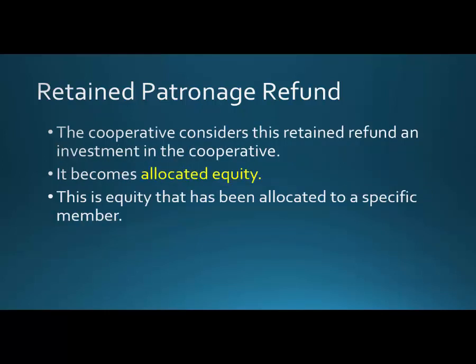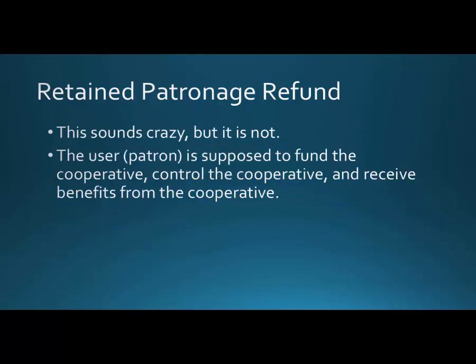What the cooperative does is it considers that retained refund to be an investment in the cooperative, and that retained refund becomes allocated equity. That is equity in the cooperative that has been allocated to a specific member, meaning it has that member's name on it, and one day in the future that member can get that equity back. This is the second place where people stop me when I tell them about cooperatives, and they say, that is crazy. But actually it's not.